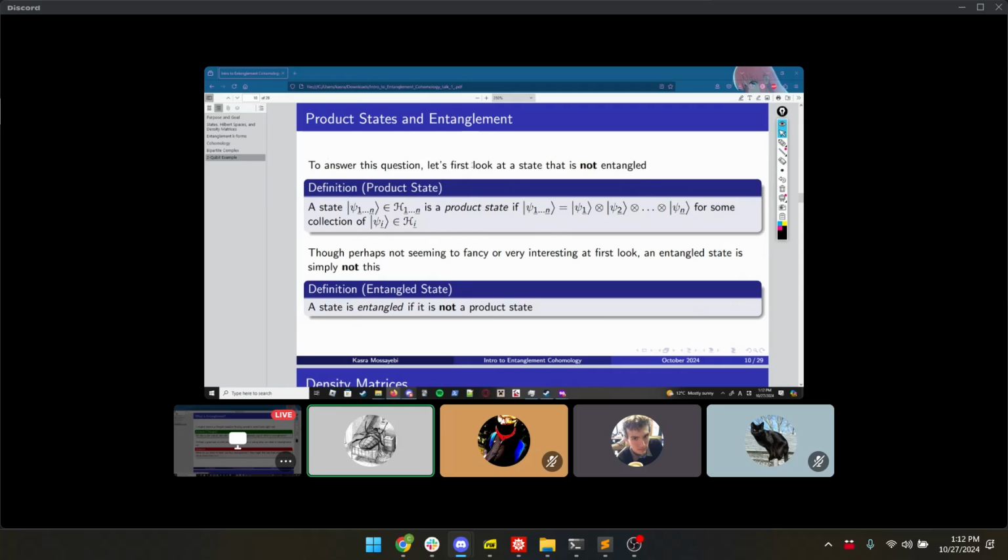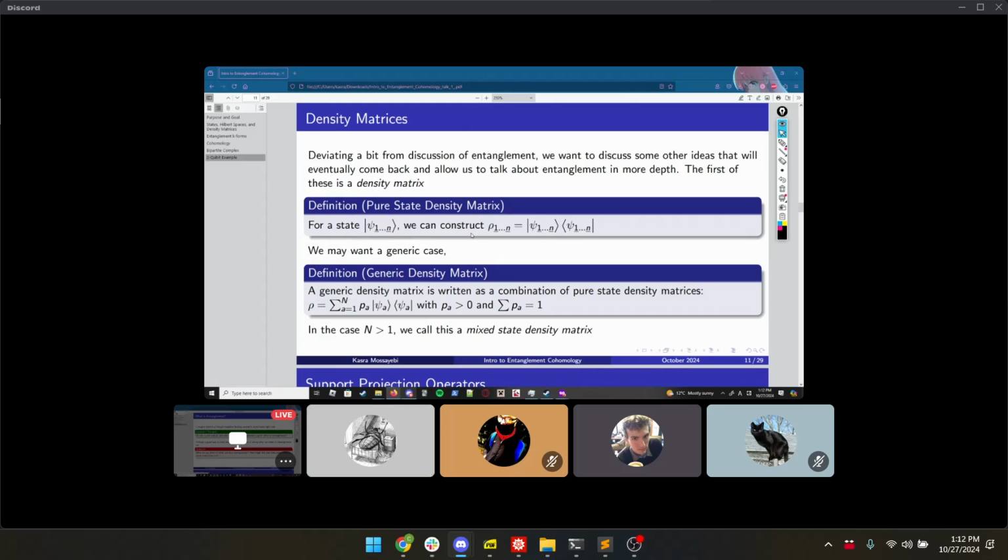First we would look at what not entangled means, because entanglement is kind of just not being entangled. That was a really weird way to phrase it. But first, understand that if we have a state in a bipartite Hilbert space, it's a product state if we can break it up into these parts, for some collection in these subsystems. And a state is entangled if it is not a product state. That's all you need to say.